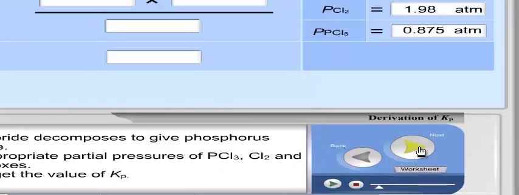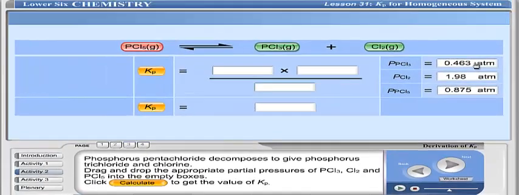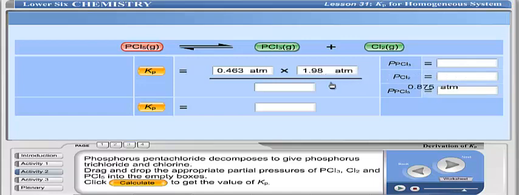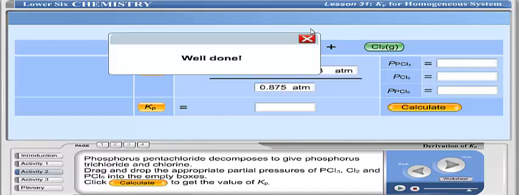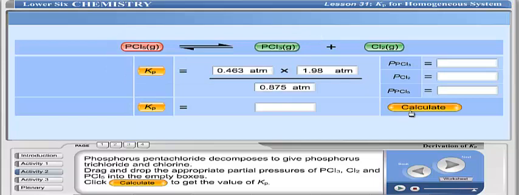Phosphorus pentachloride decomposes to give phosphorus trichloride and chlorine. Drag and drop the appropriate partial pressures of PCl3, Cl2 and PCl5 into the empty boxes. Click the Calculate button to get the value of Kp.